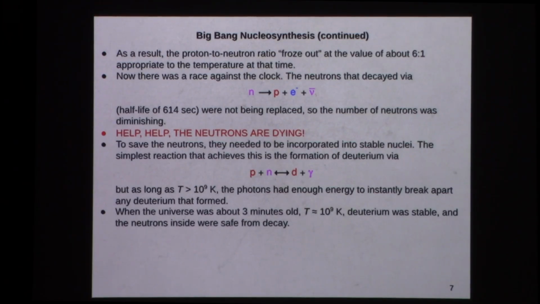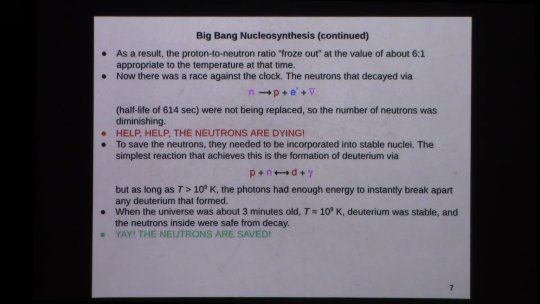When the universe was about 3 minutes old, the temperature was about 1 billion Kelvin, deuterium was stable, and the neutrons inside were safe from decay. So we're starting to solve the problem of, help, help, the neutrons are dying. We're starting to save neutrons in deuterons. Yay, the neutrons are saved!